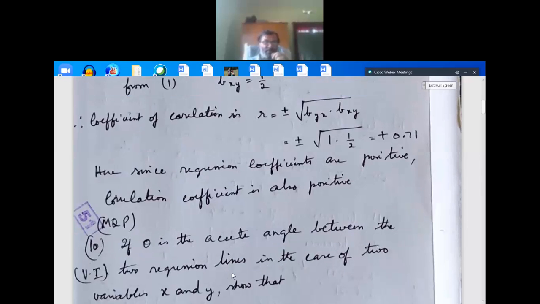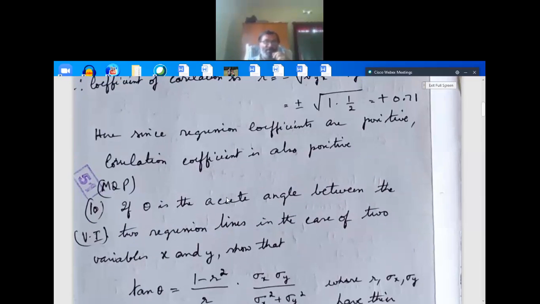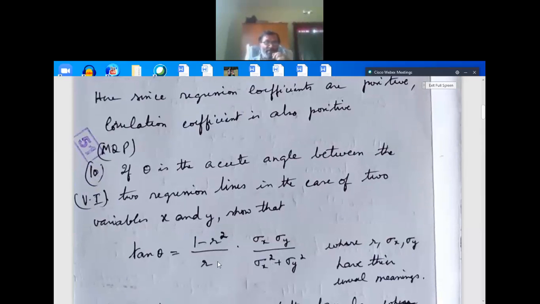If theta is the acute angle between the two regression lines, acute meaning less than 90 degrees, in the case of bivariate data, that is, in the case of two variables x and y, show that tan theta equals (1 minus r squared) by r into sigma x into sigma y divided by (sigma x squared plus sigma y squared), where r, sigma x, sigma y have their usual meanings, that is, their own values.